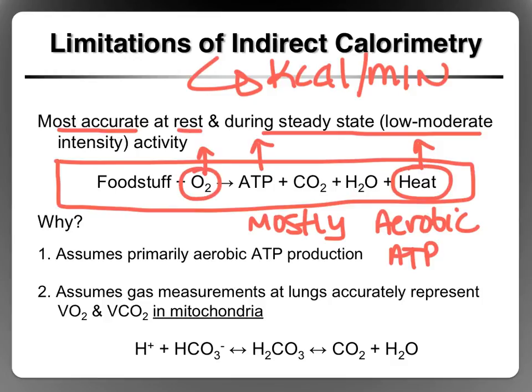Okay? And that's what allows us to estimate heat production from oxygen use. Okay? And oxygen use can be measured with indirect calorimetry. Okay? Along the way, we also need to know VCO2 because we need to calculate RER. And we're not going to talk about this right now.